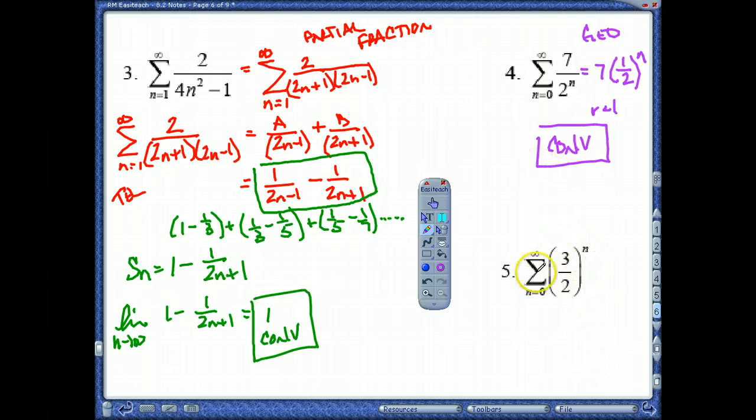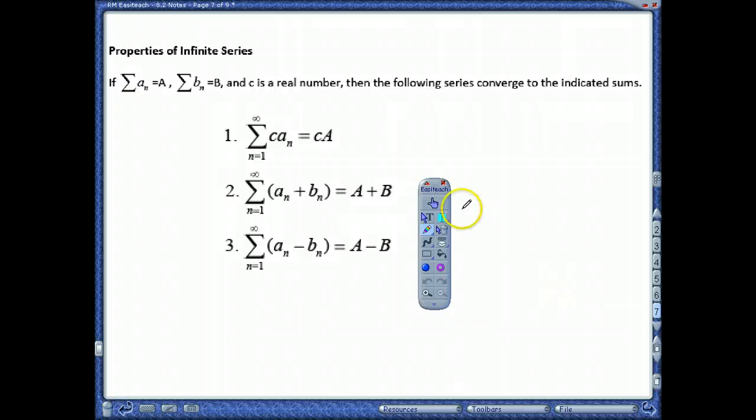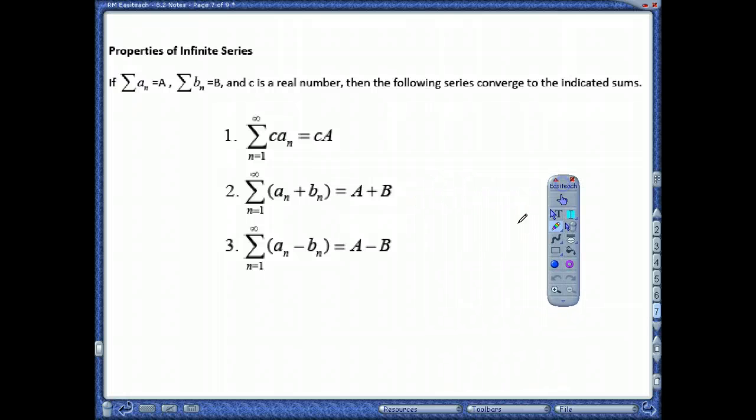Look at number 5. You've got something being taken to a power. That fits right into geometric. My r is equal to 3/2, which is bigger than 1. So that, my friend, is going to diverge. Goodness, with geometric series, we could do those all day. Okay, we've got some properties of infinite series. I'll let you read through that. Very similar to other things we've done, derivatives, integrals, etc.